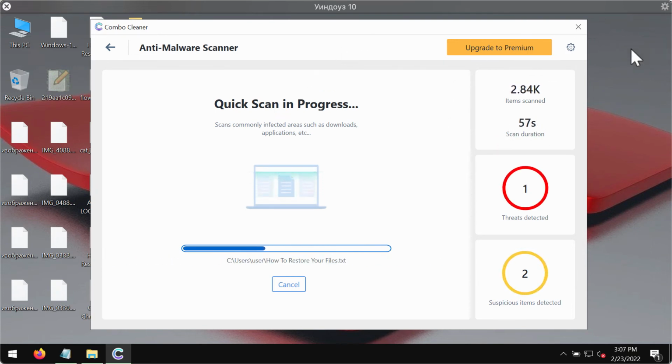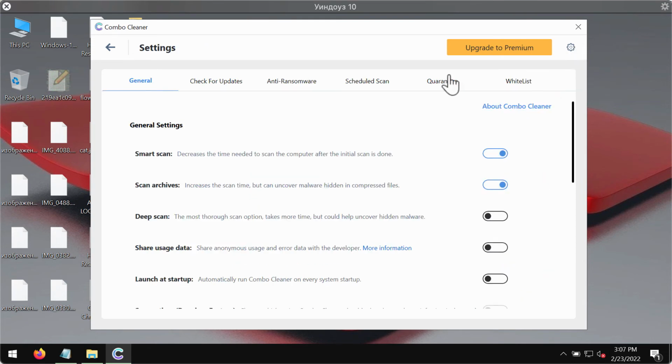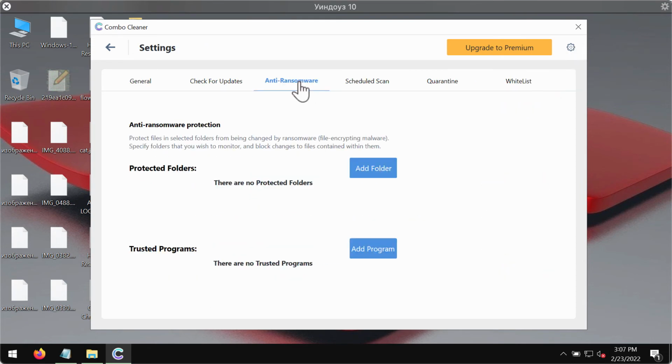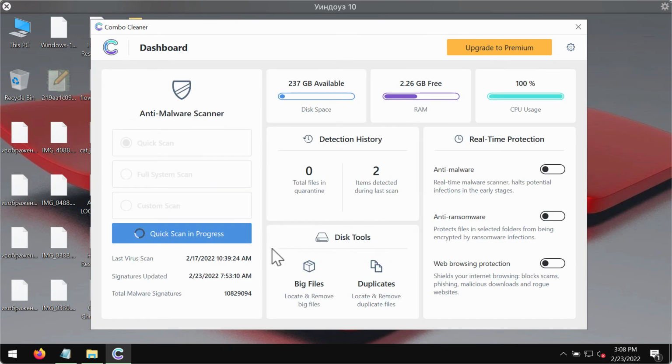While the scanning is taking place, you may experiment with some of the anti-ransomware settings. Combo Cleaner in its premium license has this excellent anti-ransomware feature, allowing you to add one or several folders on your system that will always be protected against ransomware attacks.